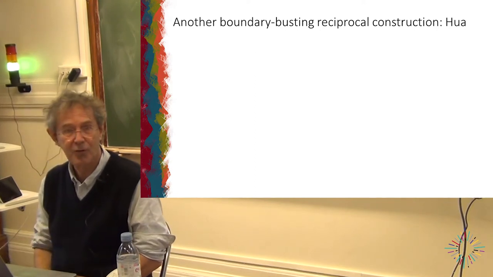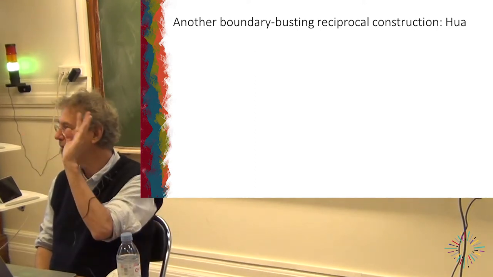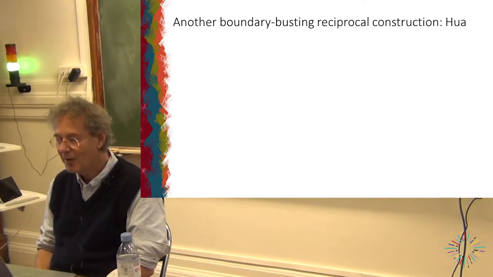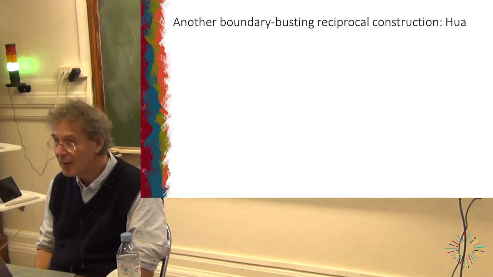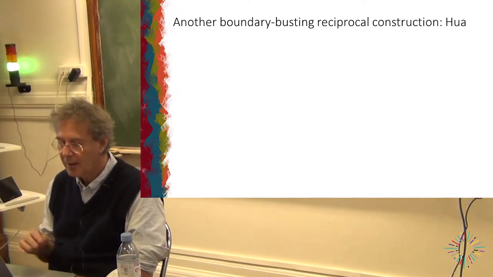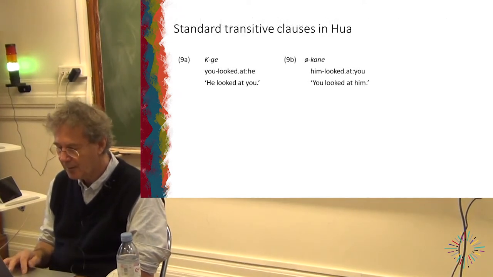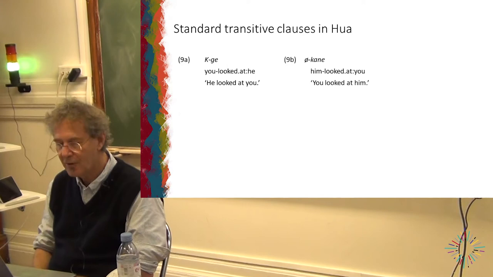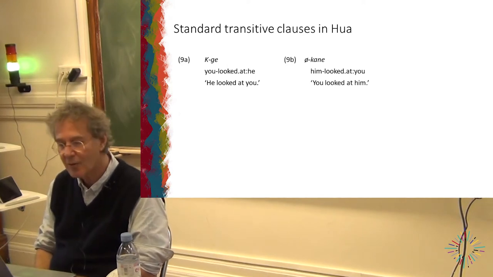So I now want to head north in Sahul up to New Guinea and look at another wild and wonderful construction from a Trans-New Guinea language called Hua, described by John Haiman, and he made some really wonderful observations about this, I think. So this is, first of all, what a standard transitive clause looks like.